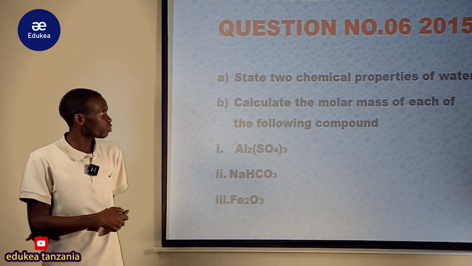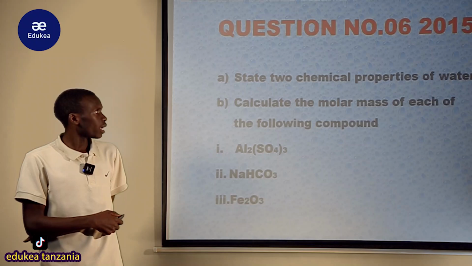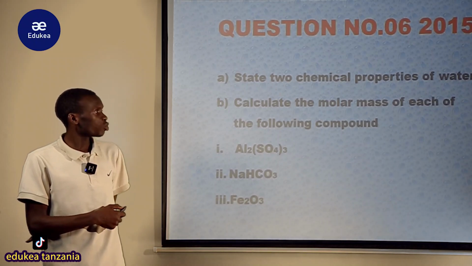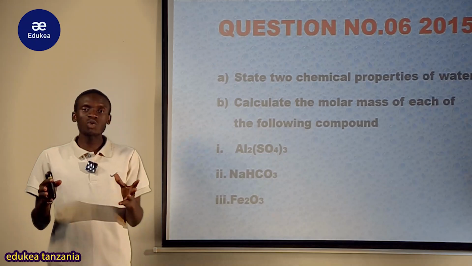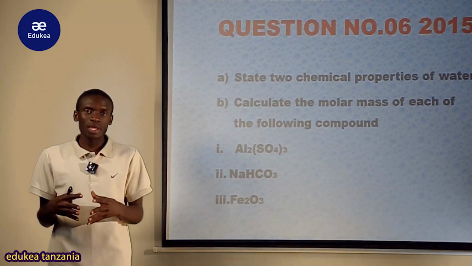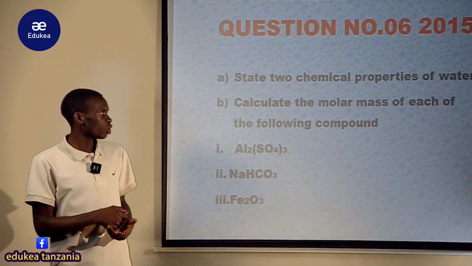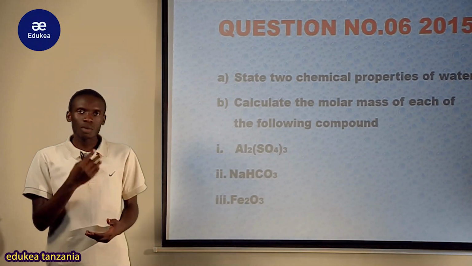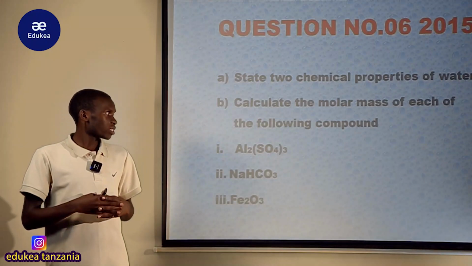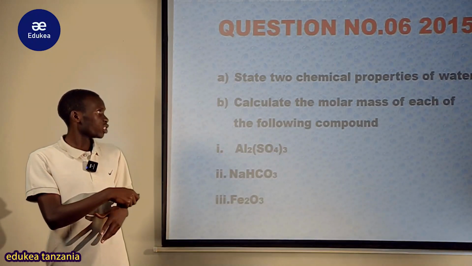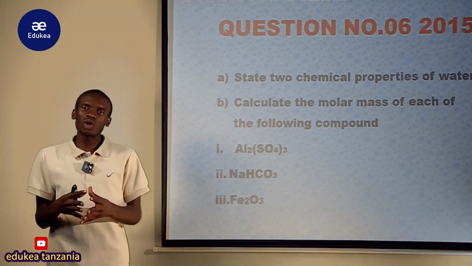The question was this: state two chemical properties of water. You have to state the chemical properties of water. So itakiwa tu mwanafunzi ajue chemical properties za maji ni zipi. After then, B was: calculate the molar mass of each of the following compounds. Mwanafunzi hapa ilibidi atoe molar mass ya compound zifuatazo. Ilibidi ajue tu namna gani ya calculate molar mass.